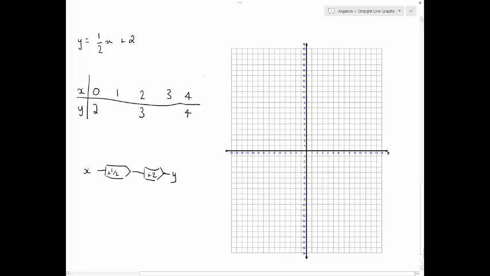Well, let's just plot these 3 points then to start with. So 0, 2, which is there. Then we're going to go across to 2 and go up to 3, which is there. We're going to go across to 4 and up to 4, which is there. And we can draw our line here.